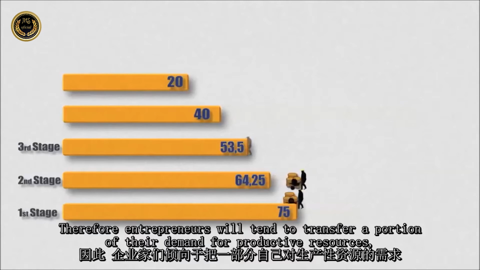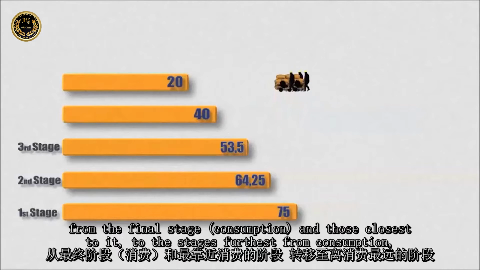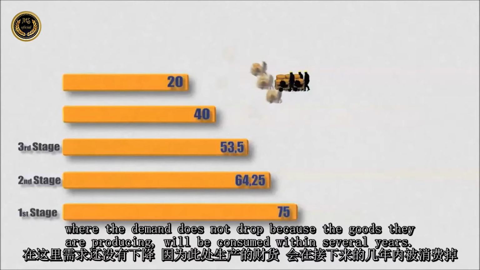Therefore, entrepreneurs will tend to transfer a portion of their demand for productive resources in the form of capital goods and primary factors of production from the final stage, consumption, and those closest to it, to the stages furthest from consumption, where the demand does not drop, because the goods they are producing will be consumed within several years.